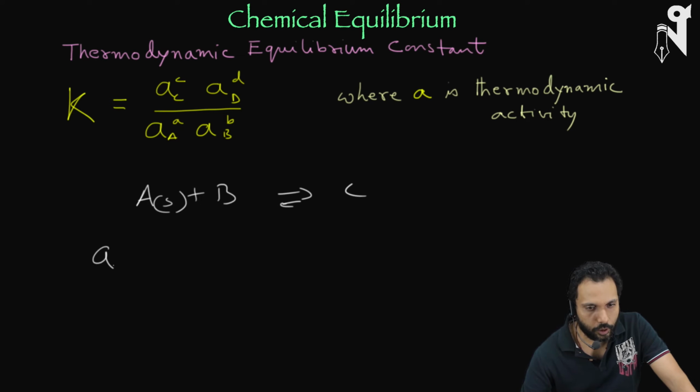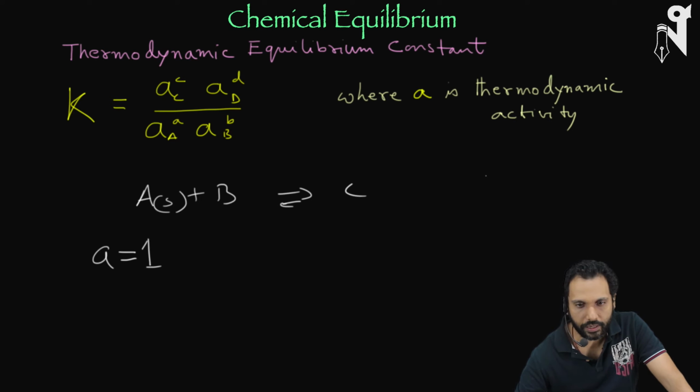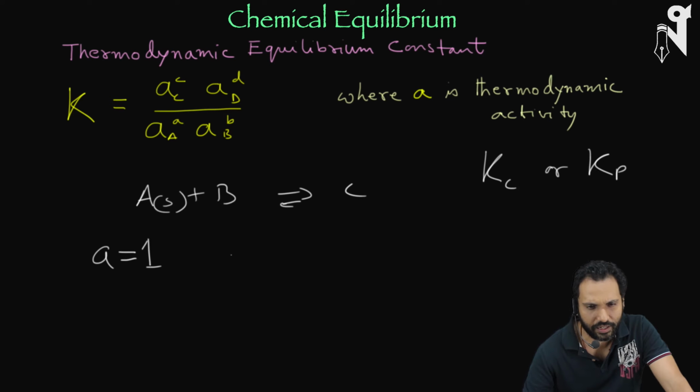The activity is taken to be 1. And hence you don't report it, you don't write it in the calculation of Kc or Kp or anything. The value for that particular reactant or product will be taken as 1. What is the reason for that? The reason again relates to the basics.